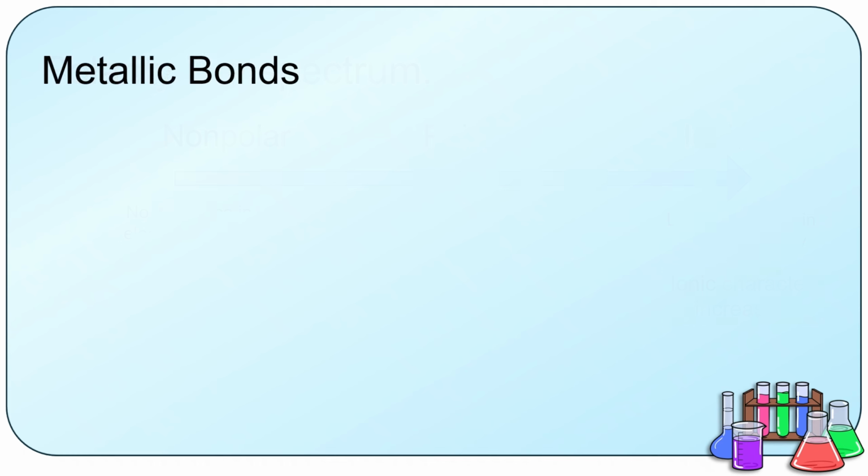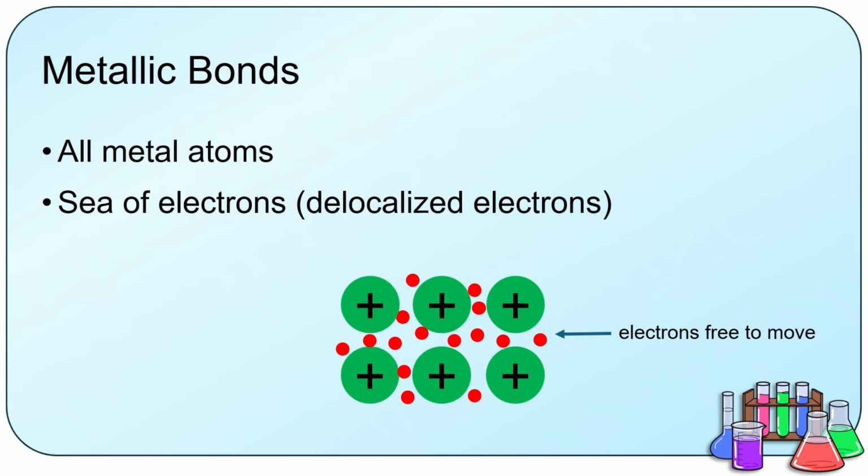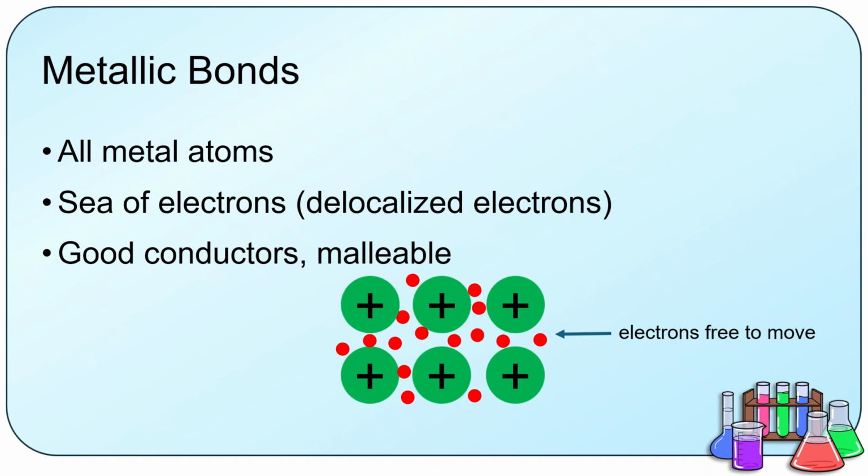The third and last type of chemical bond is metallic bonds. Metallic bonds are formed when the substance consists of all metal atoms. Something special about metallic bonds is that they have a sea of electrons, which means that the valence electrons do not belong to any one nucleus. They are free to move throughout the entire metal. The sea of electrons is what makes metals good conductors and makes them malleable.